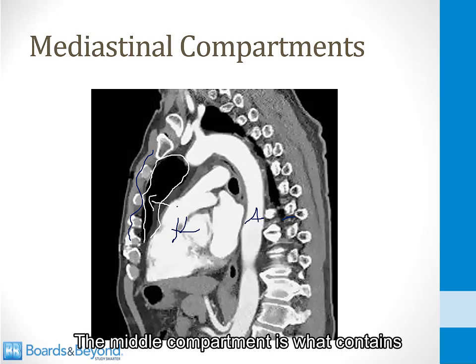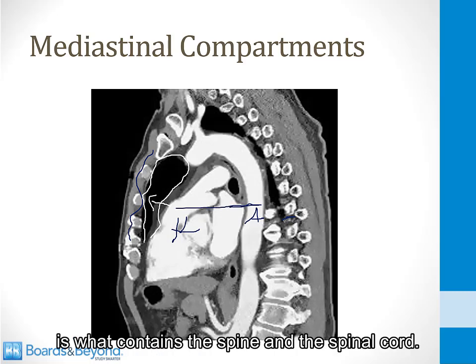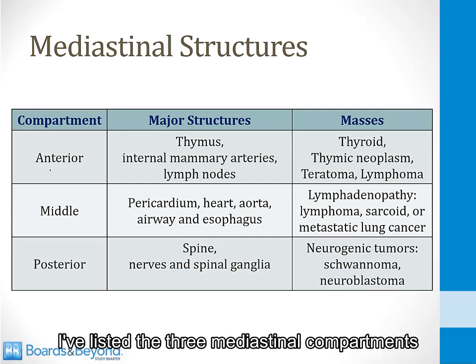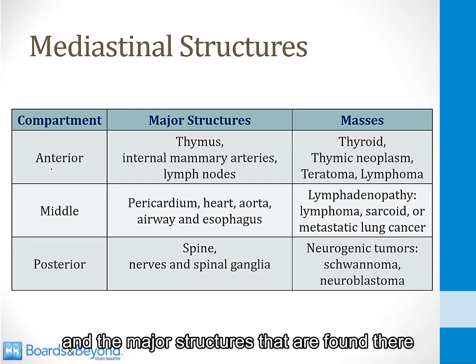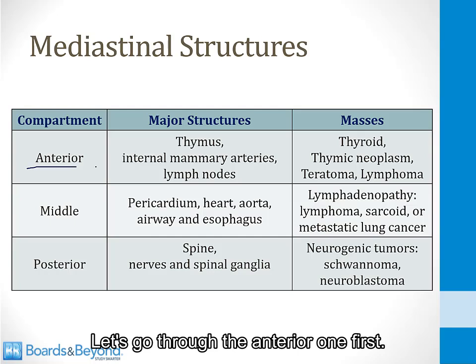The middle compartment is what contains the heart and the great vessels, and then the posterior compartment is what contains the spine and the spinal cord. On this slide, I've listed the three mediastinal compartments and the major structures that are found there and the masses that arise in those compartments. So let's go through the anterior one first.